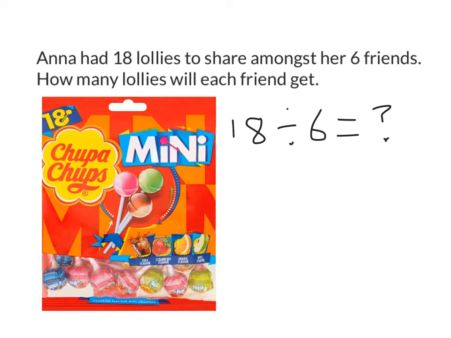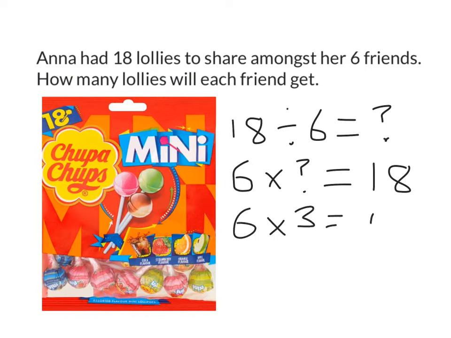Now, I can work this out by equally sharing the 18 lollies amongst 6 friends, or I could also make it into a multiplication problem to make it easier, because multiplication is the opposite of division. So to make it into a multiplication problem, it's going to become 6 times what equals 18. And I know that 6 times 3 equals 18, therefore 18 divided by 6 must equal 3.